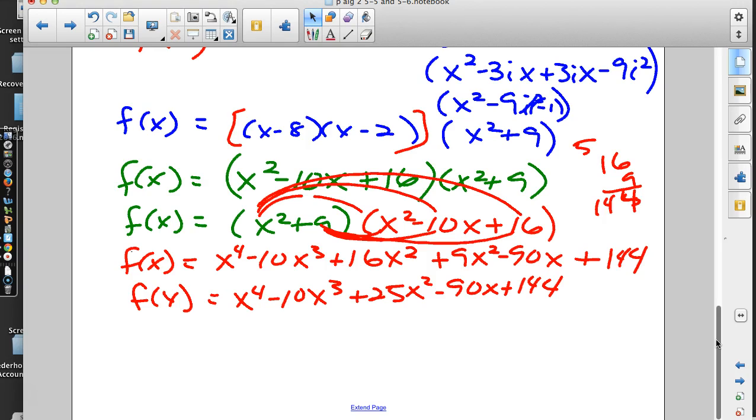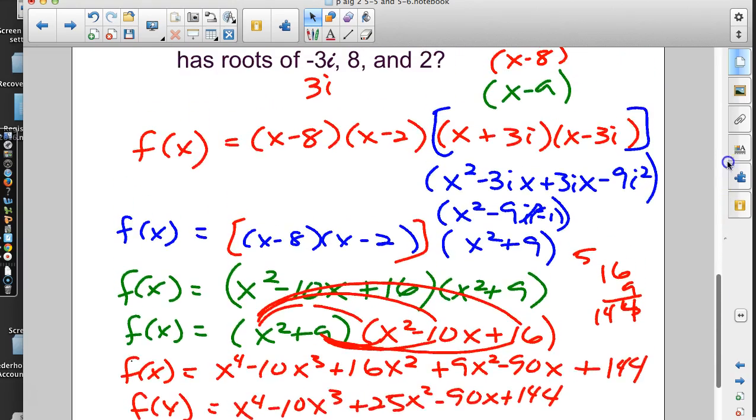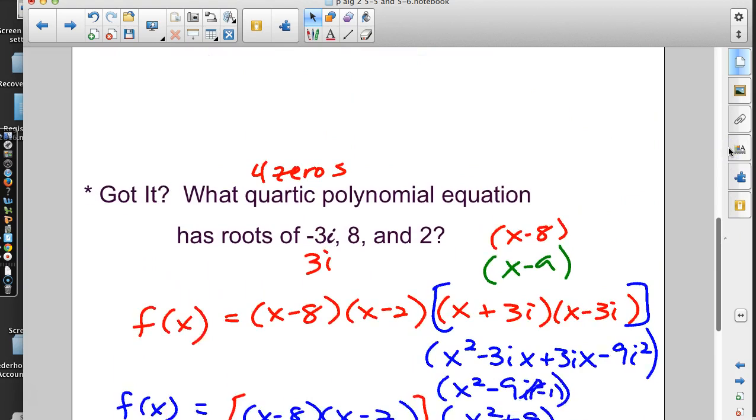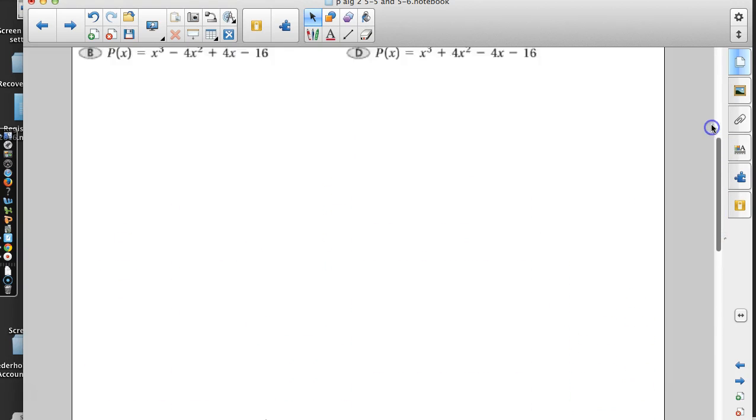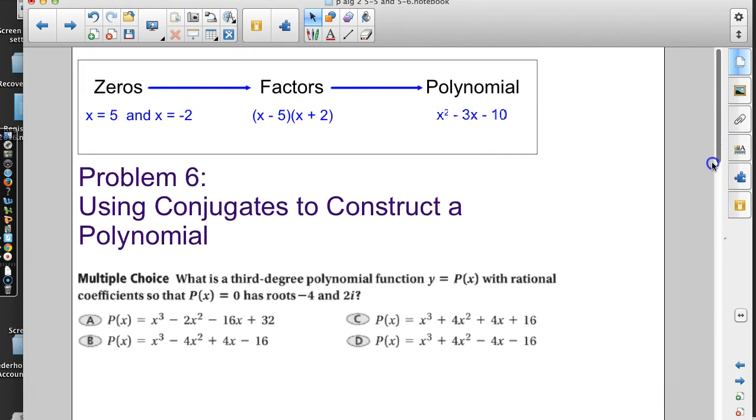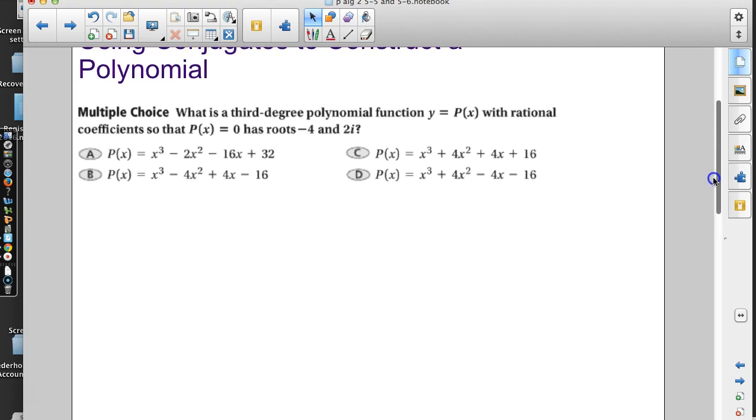That's what we want. So again, you guys were really good at this when we didn't have enormous nasty stuff in it. So I don't think this is going to be a huge deal for you. I am going to get you started on this fantastic little multiple choice looking problem here.